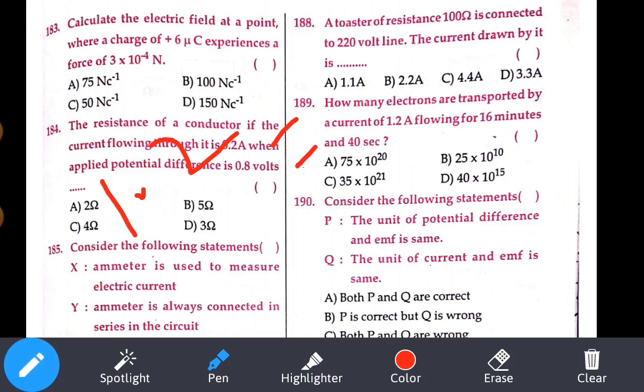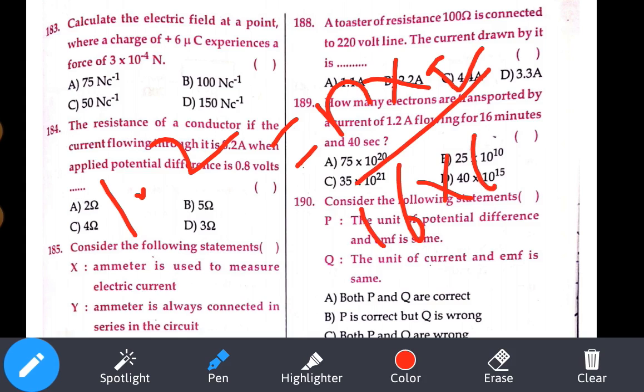Number of electrons is N = Q by T. T value, N value you have to find. Q value we already know is 1.6 into 10 power of minus 19, and T value, if you observe here, 16 minutes 40 seconds they have given. So 16 into 60 plus 40.